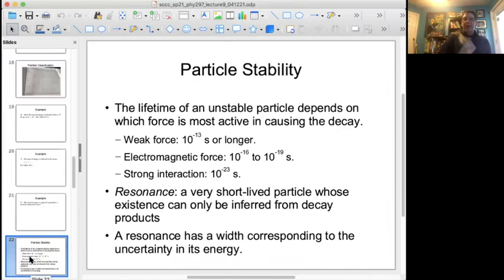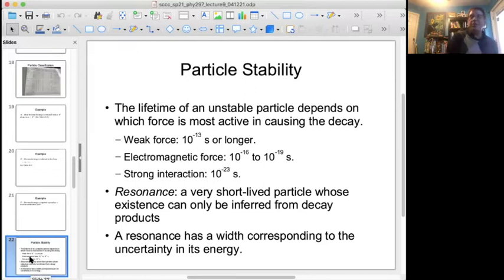So the lifetime of an unstable particle depends on which force is most active in causing the decay. The weak force is 10 to the negative 13 seconds or longer. The electromagnetic force is on the order of 10 to the negative 6 to 10 to the negative 19 seconds. Strong interactions are the most unstable. They're 10 to the negative 23 seconds.